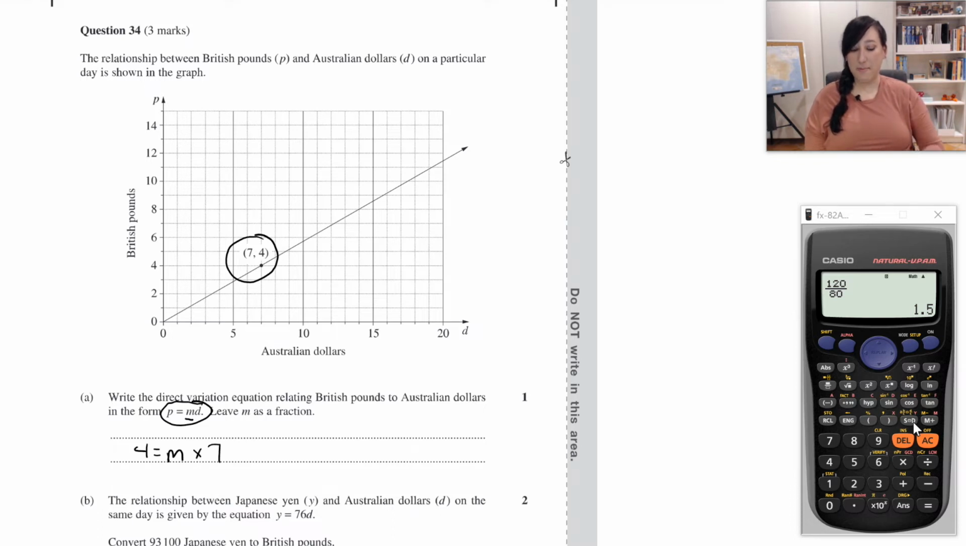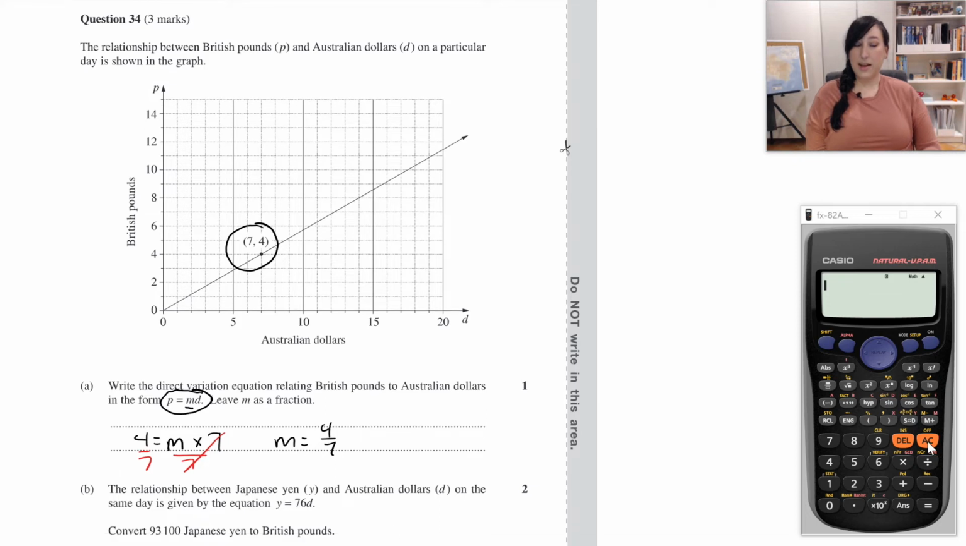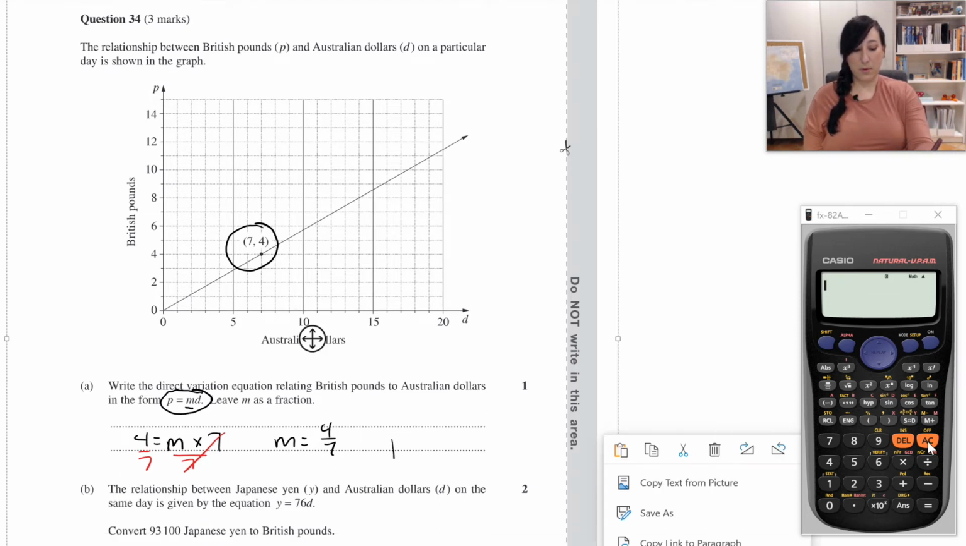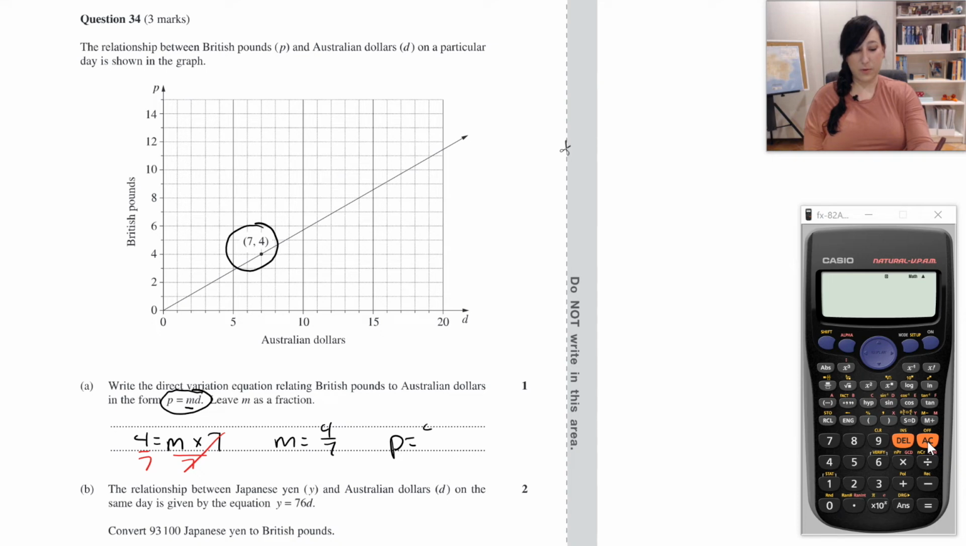And solve for M. We'll just need to divide by 7. M is 4 over 7, which we will leave as a fraction. Now we just need to complete the equation with M. P equals 4 over 7 D.